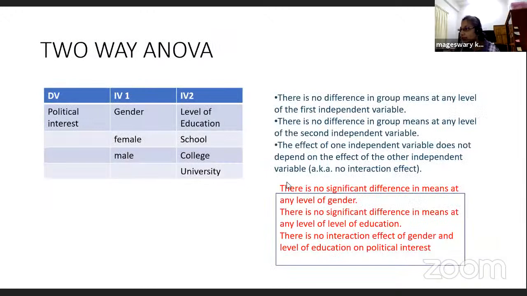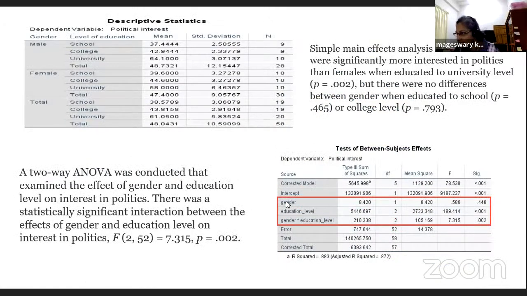Now you see the first hypothesis here. There is no significant difference in the means at any level of gender. So this is the first hypothesis. So here you look at the first hypothesis on the gender. You are getting 0.448. So you can accept the hypothesis there is no significant difference of gender.